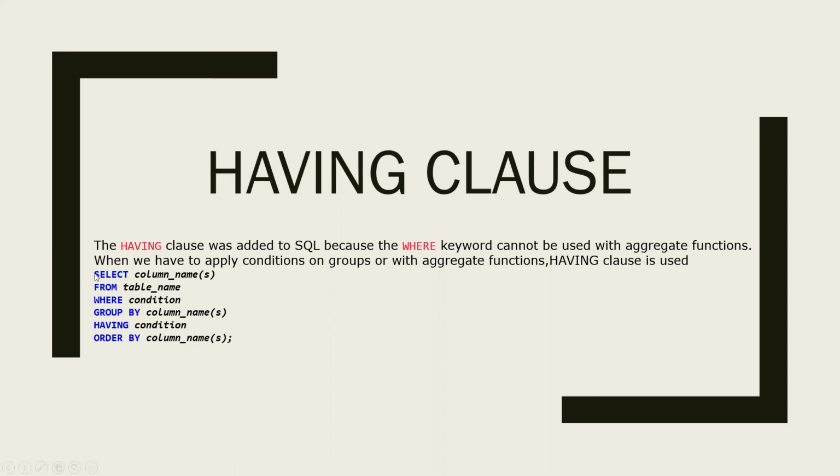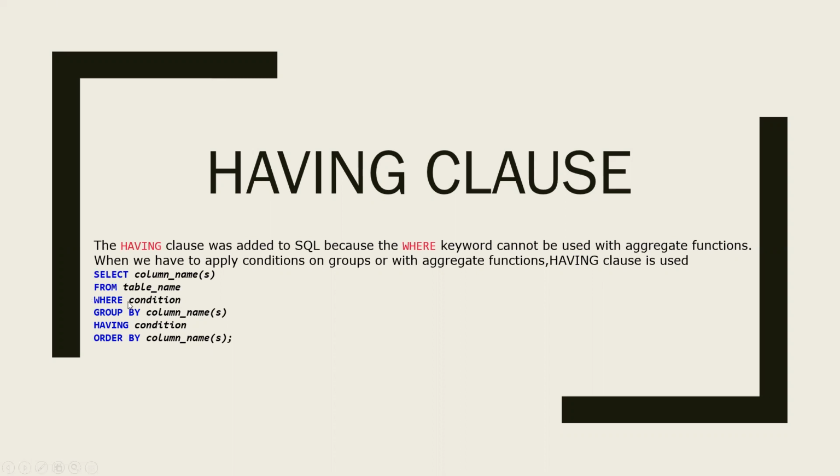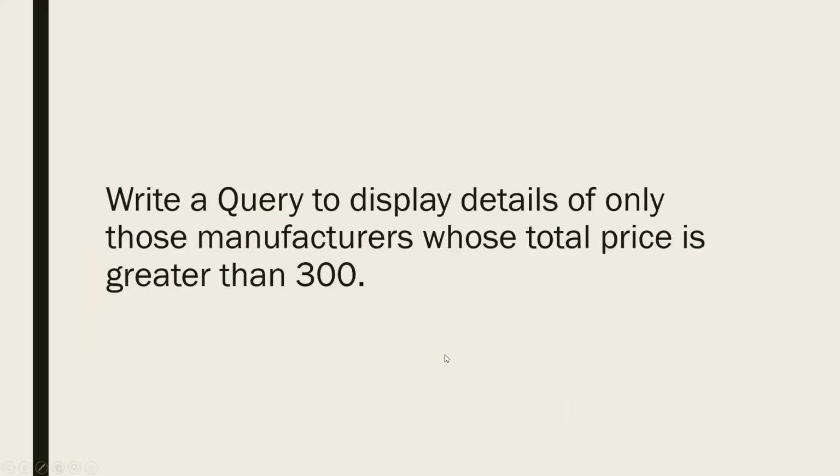So here you can see the sequence. Select from where is before group by and having is after group by. That means that the where condition will be put on the columns which are specified in front of select, and the having condition will be put on the columns which have been grouped. And order by will be at the last. Clear? Now let us see some of the queries.